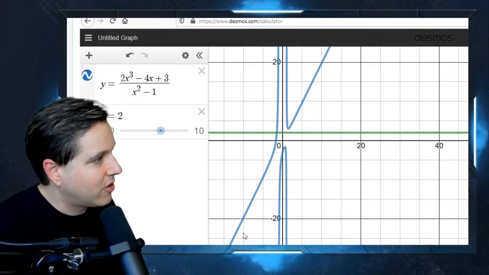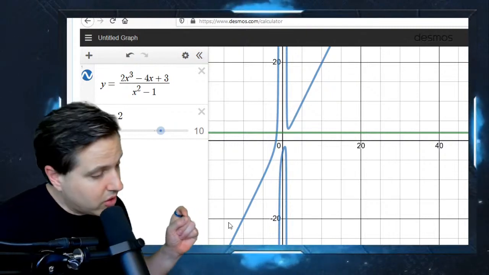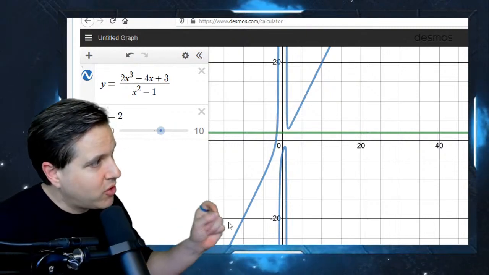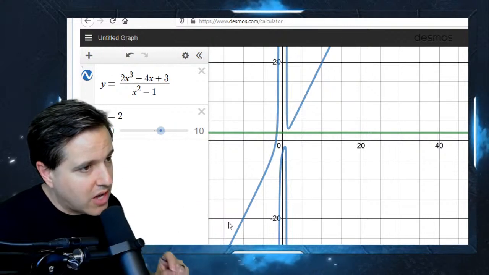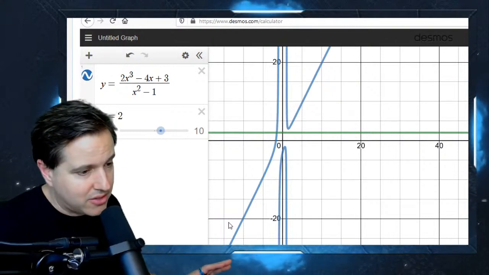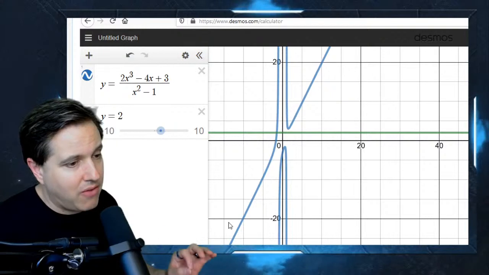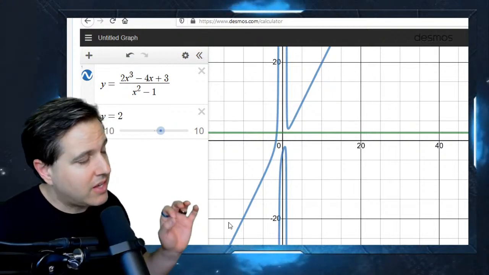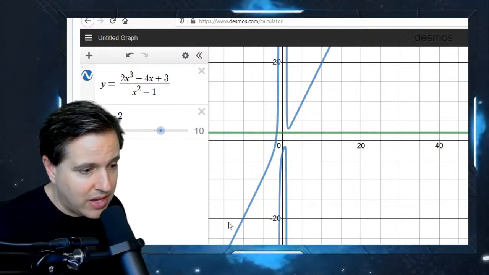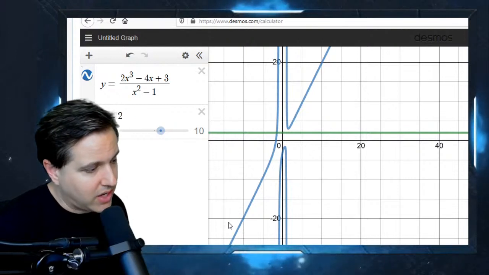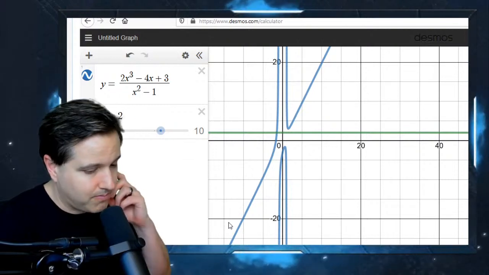Same as over here. So the last case is that if the degree of the numerator is greater than the degree of the denominator, you have no horizontal asymptote, and your end behavior, the limit, is that those ends are either going to infinity or negative infinity, either one of those. Okay.